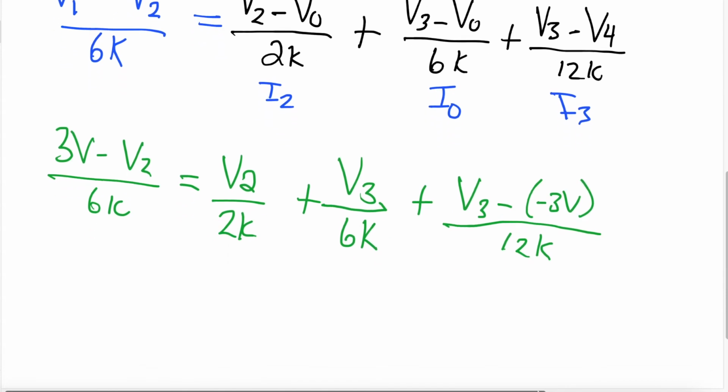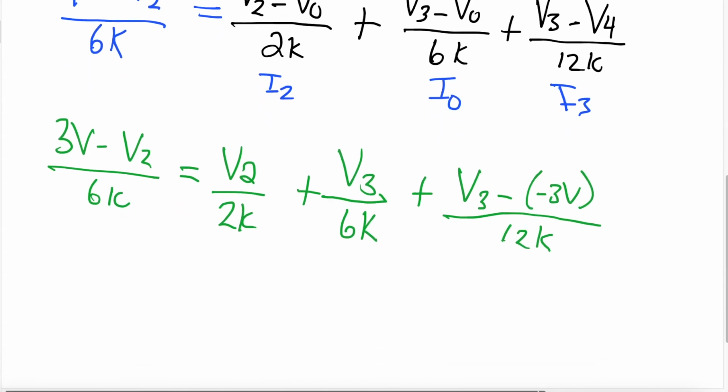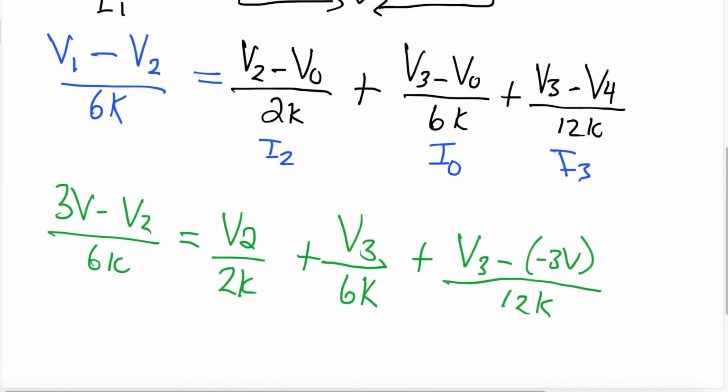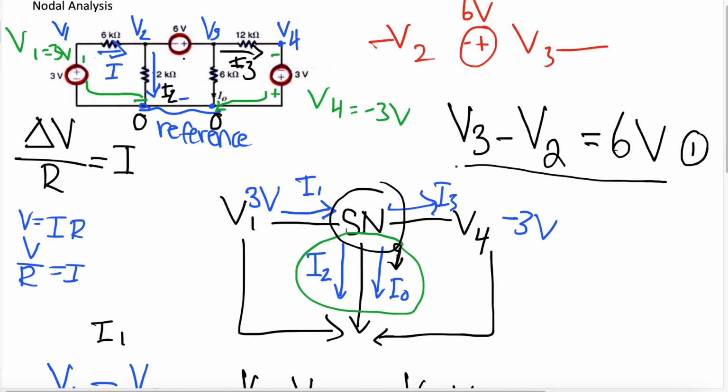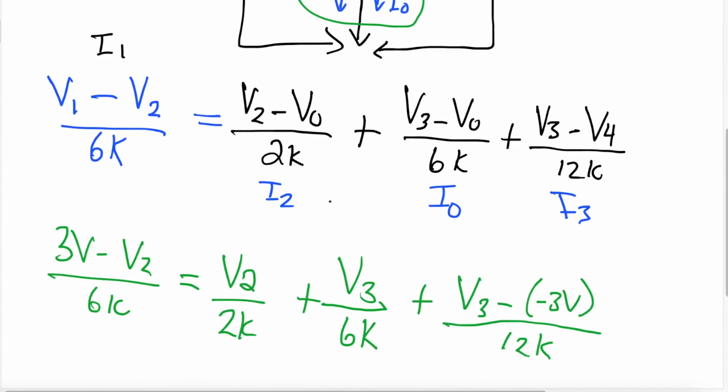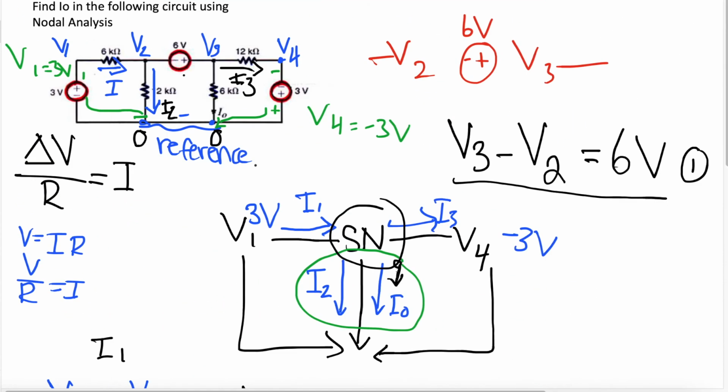Now what we have to do is solve for a variable. How do we do that? If you remember, we made our first equation right off the bat: V3 minus V2 is equal to 6 volts. To find I0, we need to know what V3 is equal to. It's V3 minus 0 divided by 6 kilo ohms that's going to give us I0.